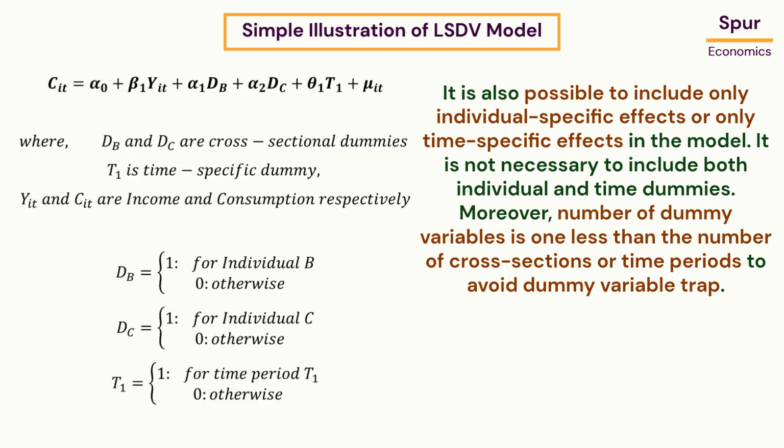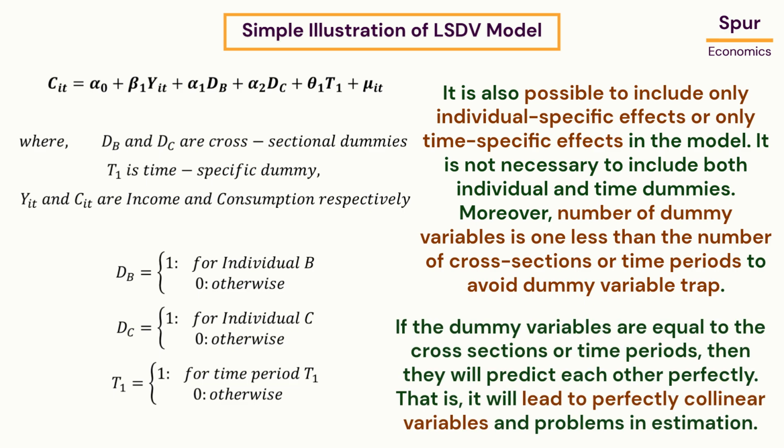Moreover, the number of dummy variables is one less than the number of cross-sections or time periods to avoid the dummy variable trap. If the dummy variables are equal to the cross-sections or time periods, then they will predict each other perfectly. That is, it will lead to perfectly collinear variables and problems in estimation.